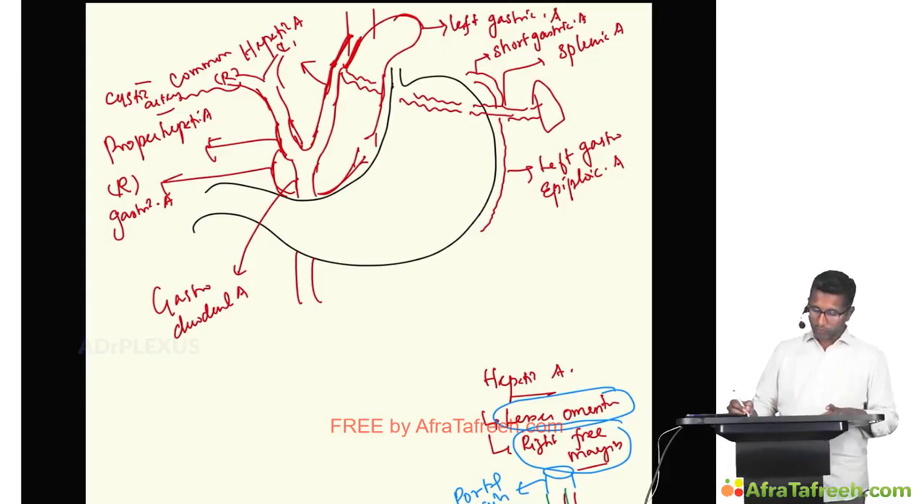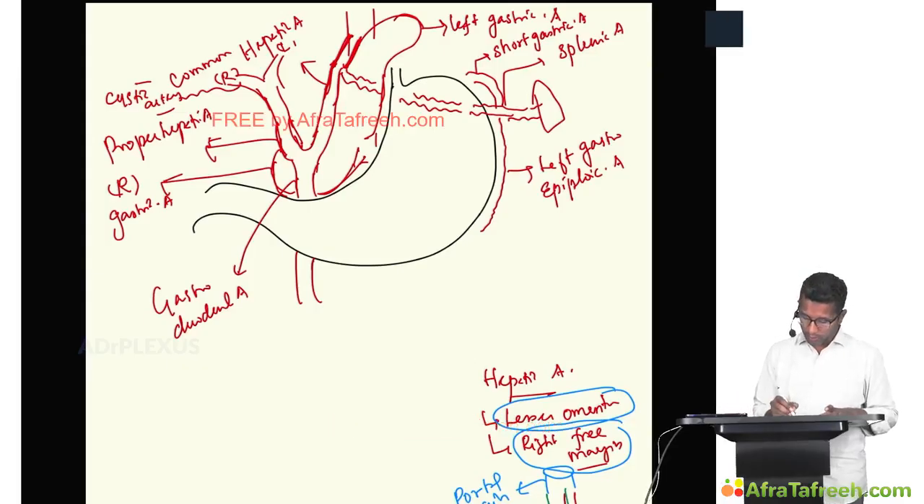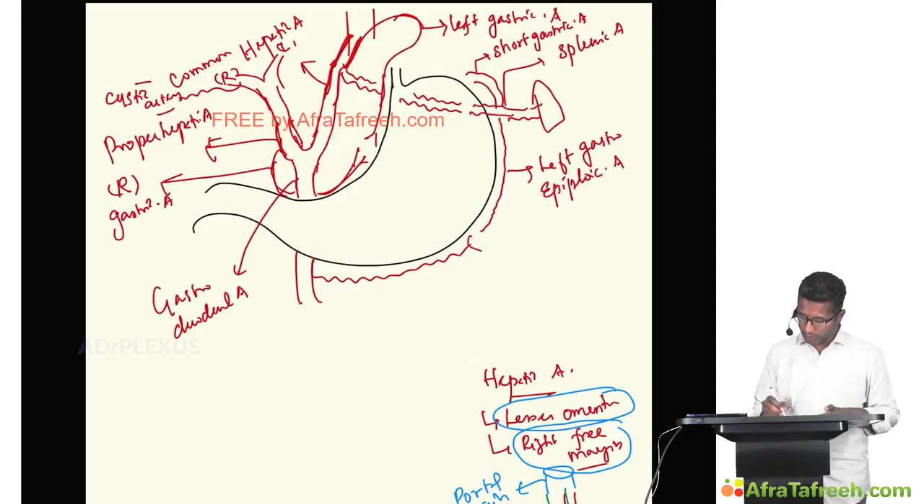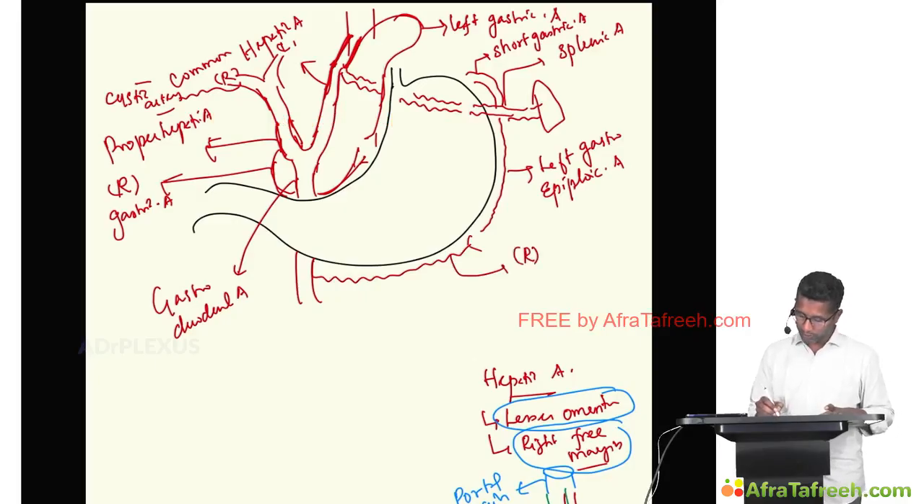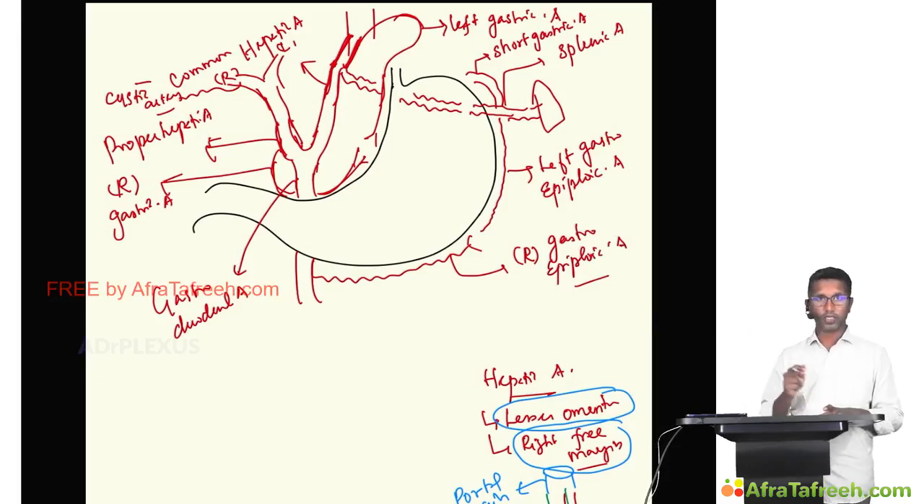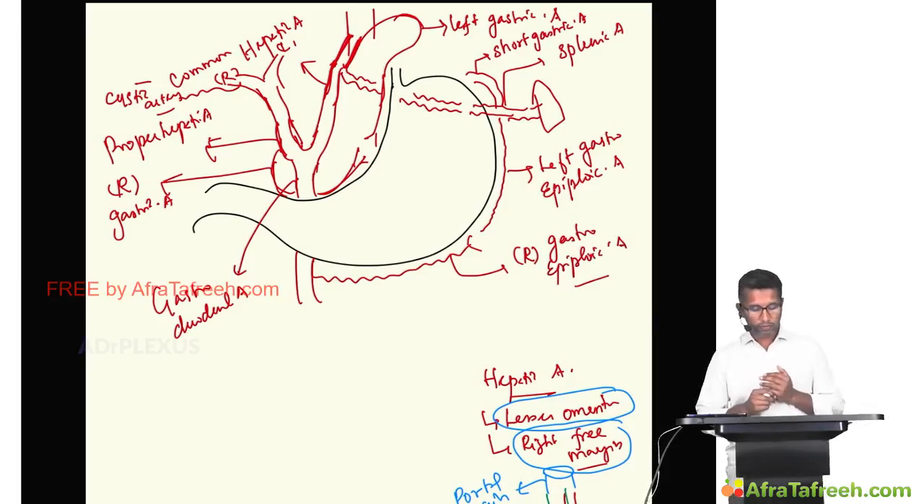And the gastroduodenal artery divides into the right gastroepiploic artery. So this is the right gastroepiploic artery arising from the gastroduodenal artery. This right gastroepiploic artery and the left gastroepiploic artery anastomose along the greater curvature of the stomach.